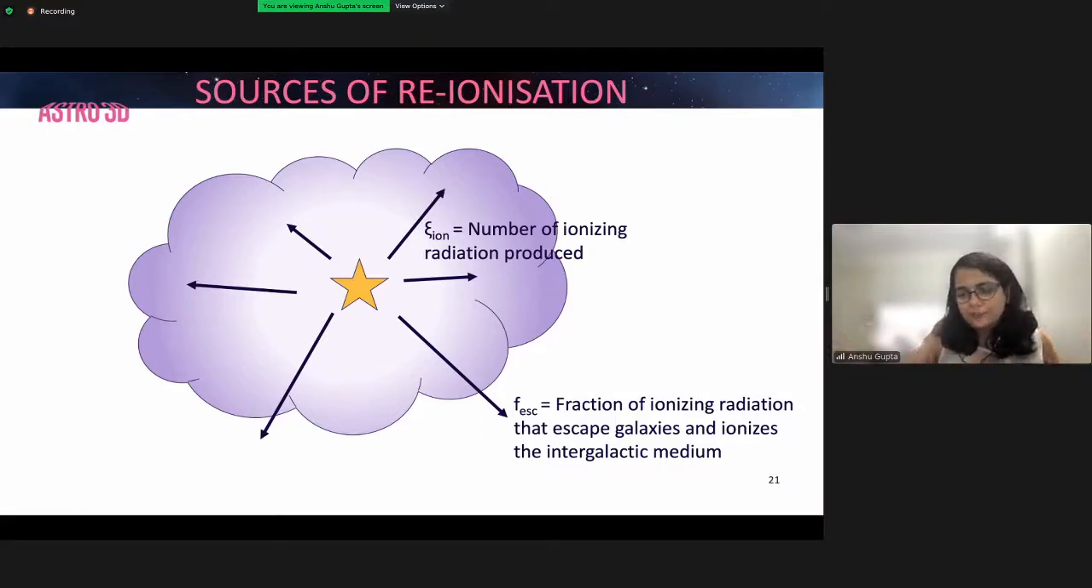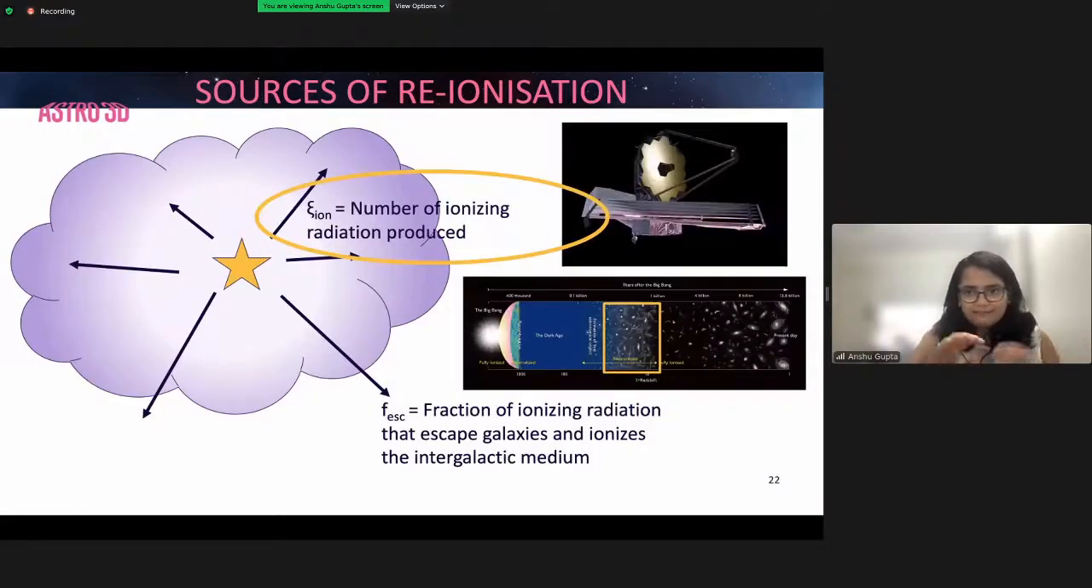Over the next 20 years now, because JWST has been launched and deployed, and it's probably going to last for 20 years, we'll know a lot about the number of ionizing radiations these galaxies are producing at redshift 9 or 10 or even higher, maybe, we'll see.